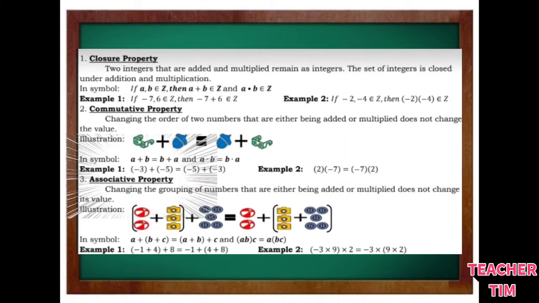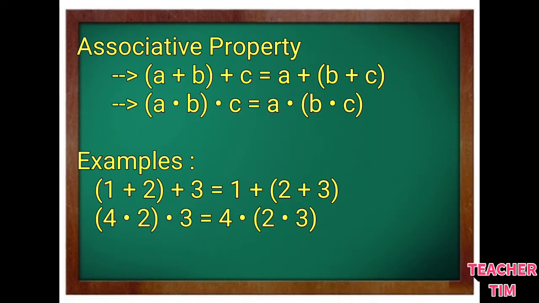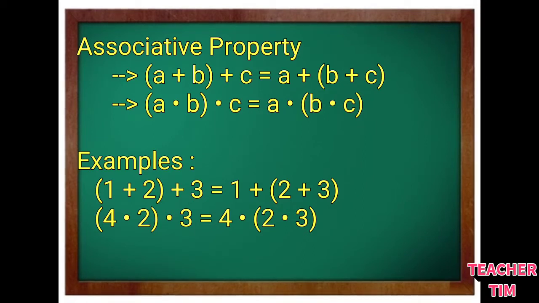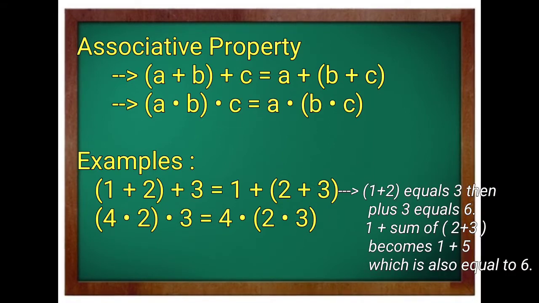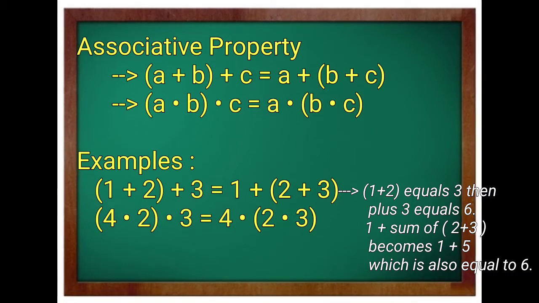Associative property: changing the grouping of numbers that are either being added or multiplied does not change the value. In symbols, quantity of A plus B plus C equals A plus quantity of B plus C. Quantity of A times B times C equals A times quantity of B times C. We have examples. Number 1, quantity of 1 plus 2 plus 3 equals 1 plus quantity of 2 plus 3. 1 plus 2 equals 3, then plus 3 equals 6. 1 plus the sum of 2 and 3 becomes 1 plus 5, which is also equal to 6.